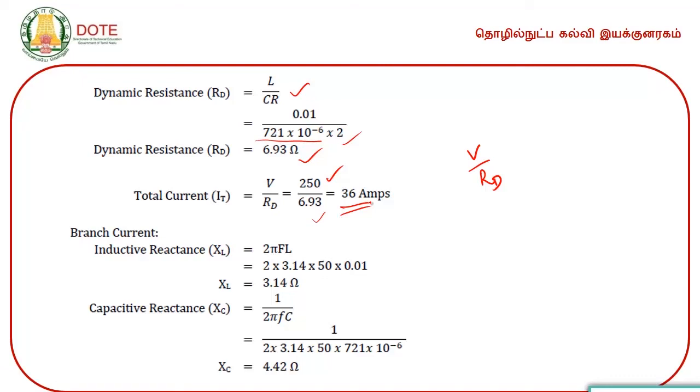So, now we need to find out the branch currents. First we need to find out XL, which is 2 pi FL. Substituting the values of pi, frequency value 50 and inductance value 0.01 Henry, we get XL equal to 3.14. Then we need to find out the capacitive reactance, which is 1 by 2 pi FC. Substituting the values of frequency and the capacitance value obtained in the previous slide, which is 721 microfarad, we get XC equal to 4.42 ohms.